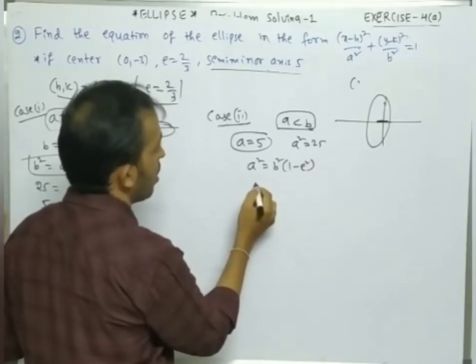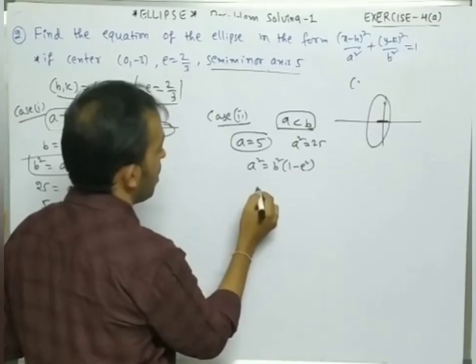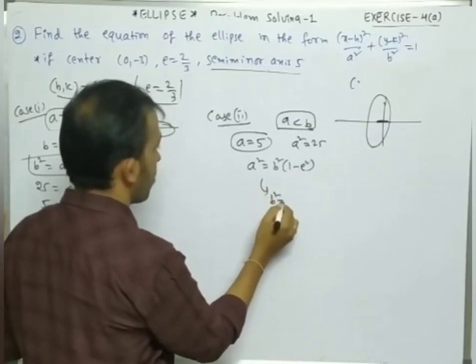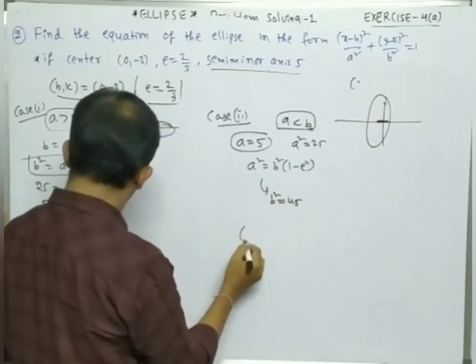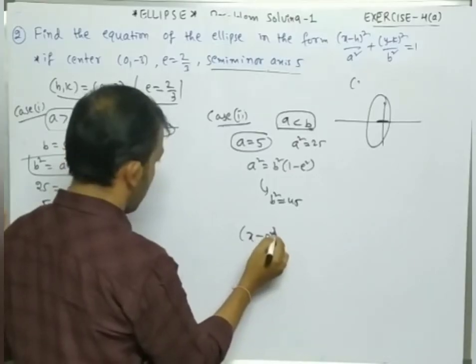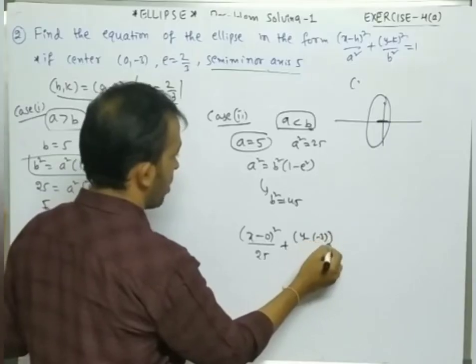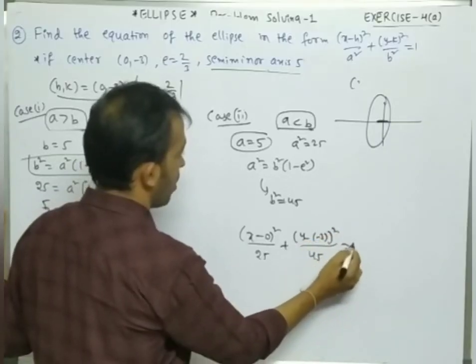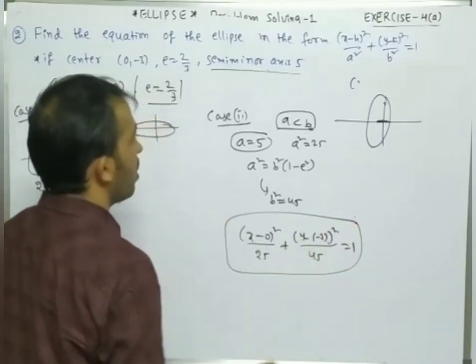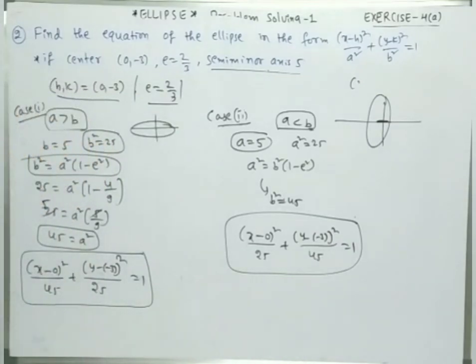So in this case, same process, you will get b square is equal to 45. So finally x minus 0 whole square by 25 plus y minus of minus 3 whole square by 45 is equal to 1 you will get. Okay, so this is the way of finding equation of the ellipse.